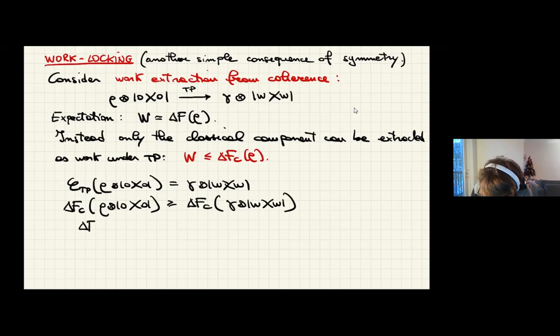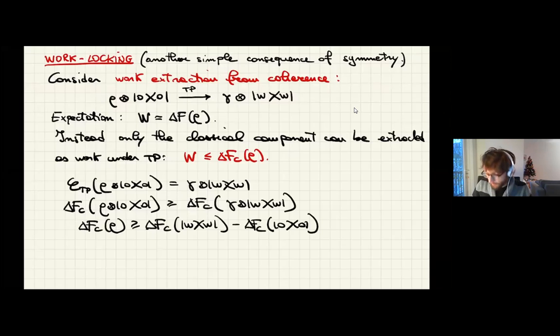But now we can rephrase this as follows. I have the classical free energy of rho, which must be bigger or equal than the classical free energy of W minus the classical free energy of 0. Now remember that the classical free energy was just the free energy of the diagonal state, but these are both diagonal states. And basically the free energy is just energy minus entropy, but all of these states have 0 entropy because they're pure. So everything is just going to boil down to the energy difference between W and 0, which is just W. Okay, and we just got the equation that we wanted. W is more or equal than the classical part of the free energy.